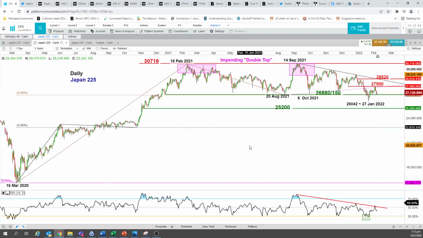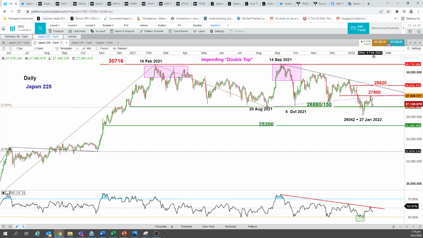On the daily chart, what we could see over here is the bounce up from 26,880 slash 150. It managed to take a bounce from here, but stayed below the upper boundary of the resistance zone we highlighted, the sideways range at 27,900. It hit that level and retraced on Thursday and Friday.